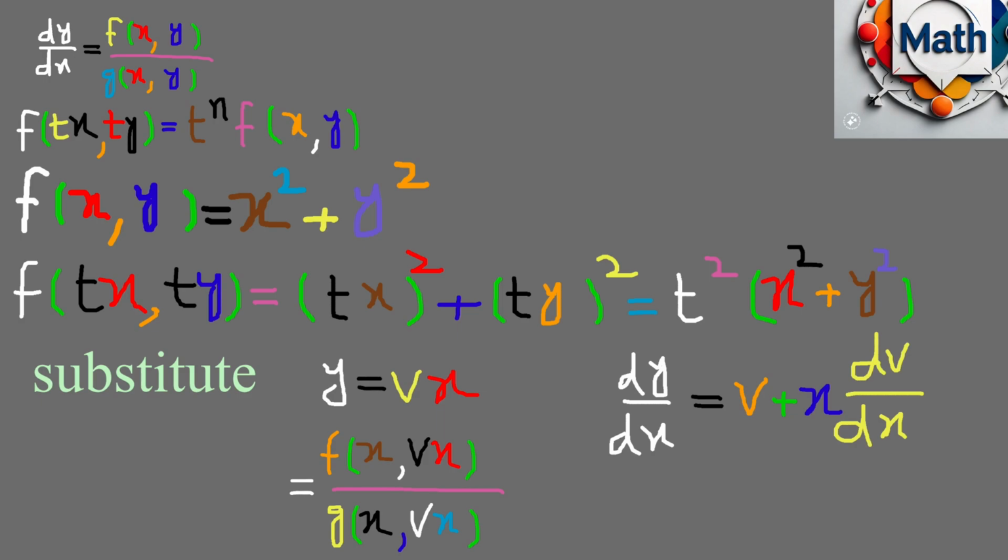Then, integrate both sides. After integrating, solve for v and substitute back v = y/x to obtain the general solution in terms of x and y.